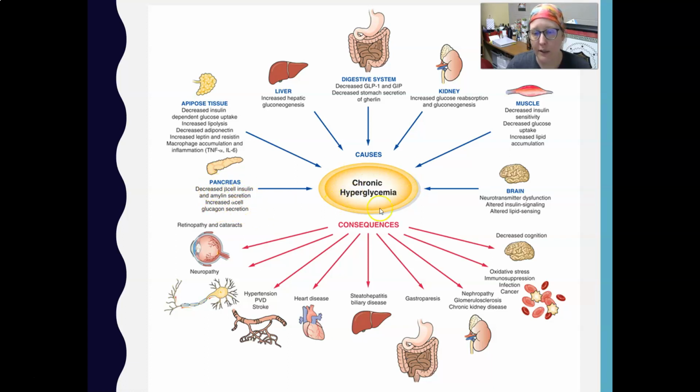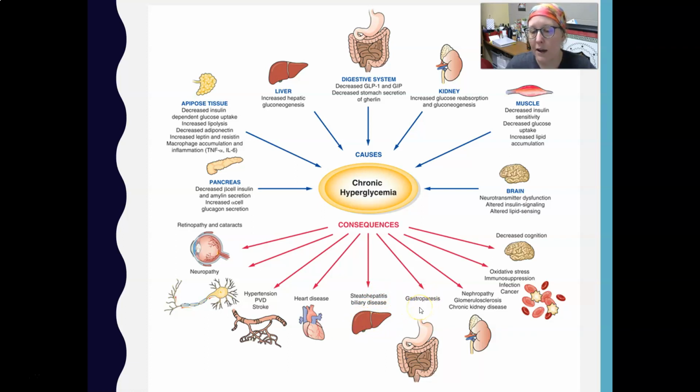All of that leads to chronic hyperglycemia, and of course the consequences are retinopathy, cataracts, neuropathy, hypertension, peripheral vascular disease and stroke, heart disease, steatohepatitis and biliary disease. That means fatty liver disease, and biliary disease would be like gallstones and stuff like that.